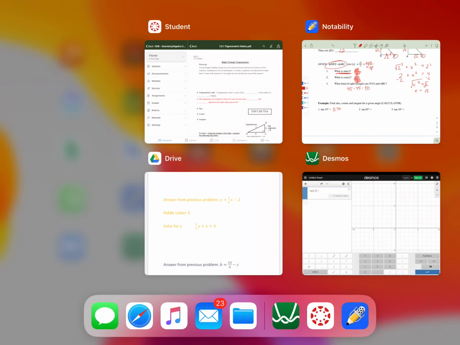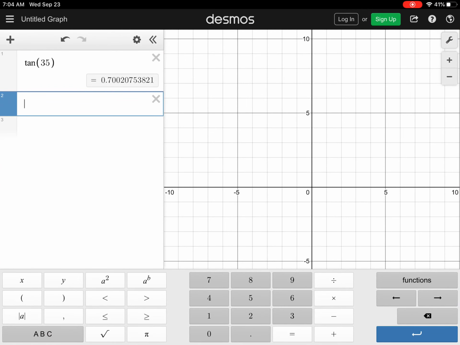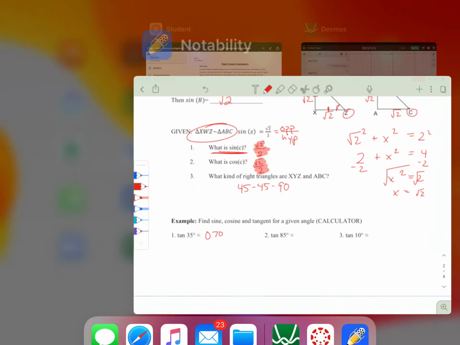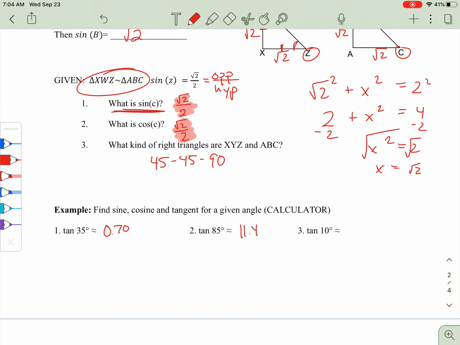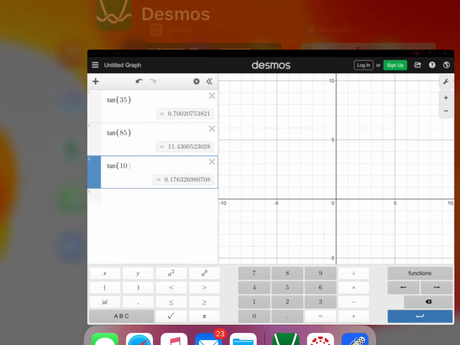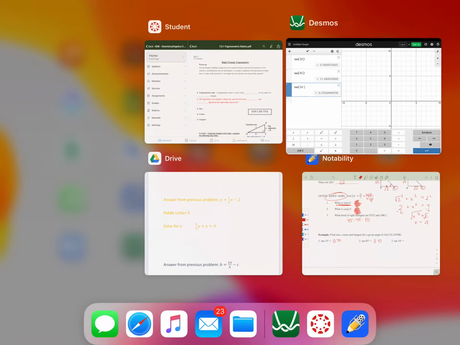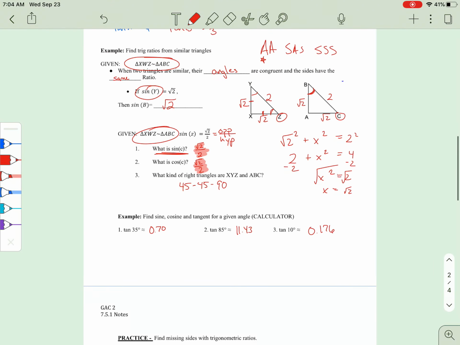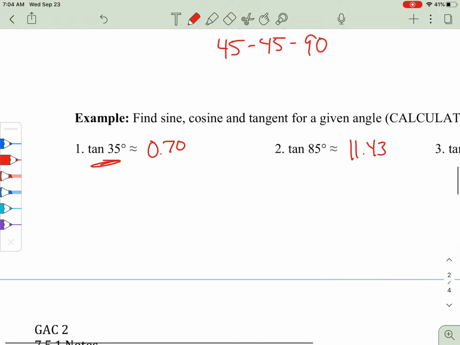Okay, tangent of 85, and then tangent of 10. Functions, tangent 85, 11.43. Tangent of 10 is 0.176. Okay, so if they give you the angle, you can just type it into your calculator, and then it gives you the ratio.